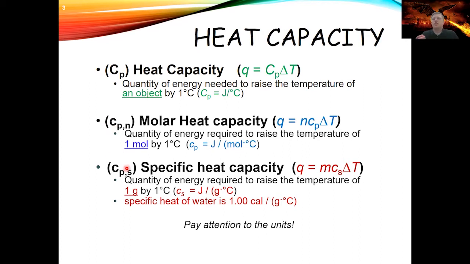Many tables will just say heat capacity, or not indicate whether it's molar or specific. So in that case, you need to look at the units that are on it, right? Molar heat capacity will list in units of joules per mole degree Celsius. Heat capacity will just list in joules per degree Celsius. And specific heat will list usually in joules per gram per degree Celsius.